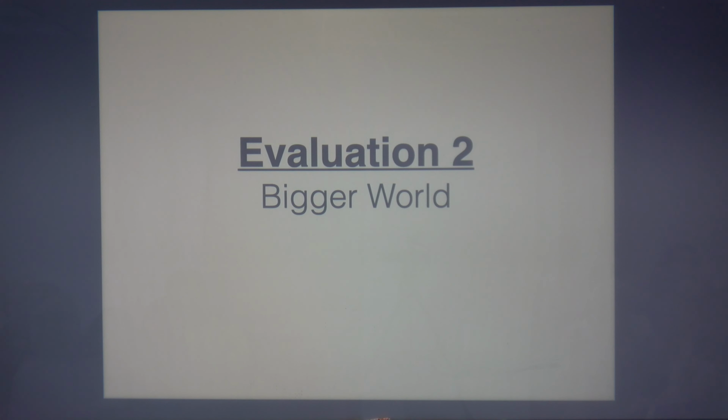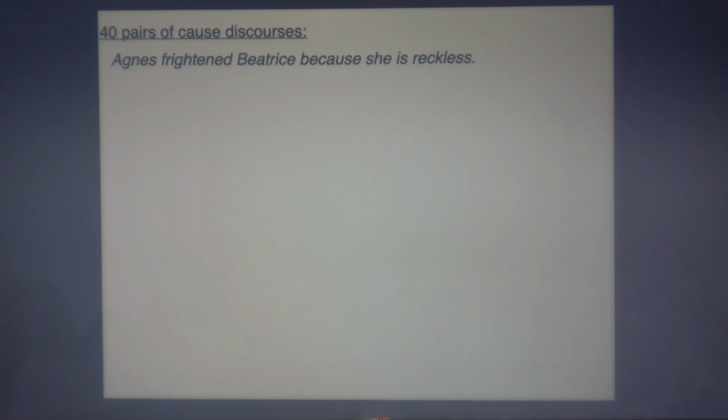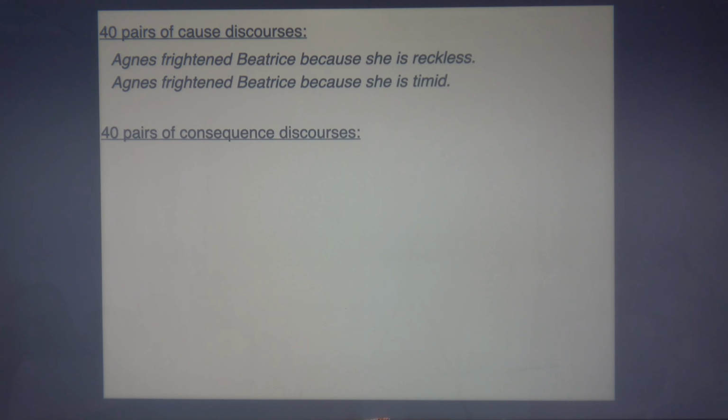So evaluation number 2, we're going to look at a bigger world, right? Because we don't want a theory of just tug of war and marbles. So I created 40 pairs of cause discourses, and these are really based on prior work on pronouns in psycholinguistics and sentence processing. We have sentences like Agnes frightened Beatrice because she is reckless. Agnes frightened Beatrice because she is timid. Probably get different pronoun interpretations there.